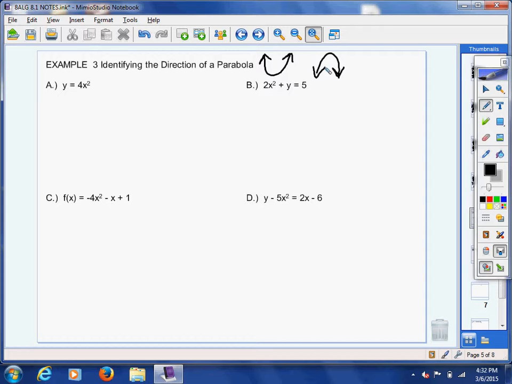Basically, first thing you need to do is make sure that your equation has y all by itself. It needs to be in standard form. Standard form is when y is by itself, okay? So let's make that a priority. Let's make sure it's in standard form, okay? So let's look at letter A, y equals 4x squared. Is it in standard form? What I mean by that is y by itself on one side. Yes, it is. Wonderful. Then we can go on to the next step.